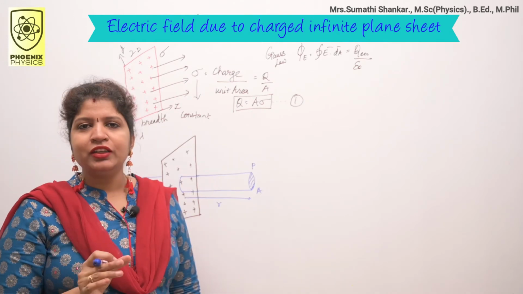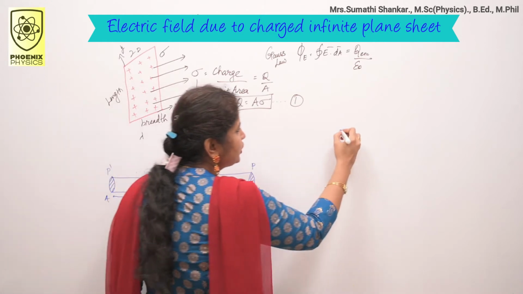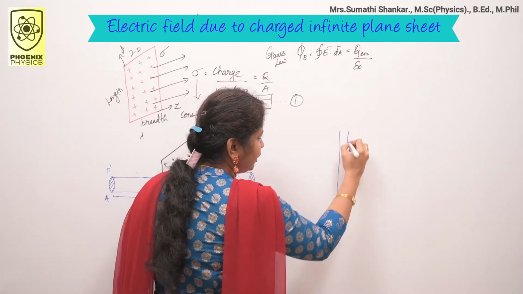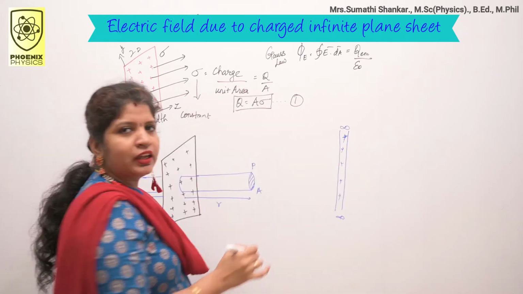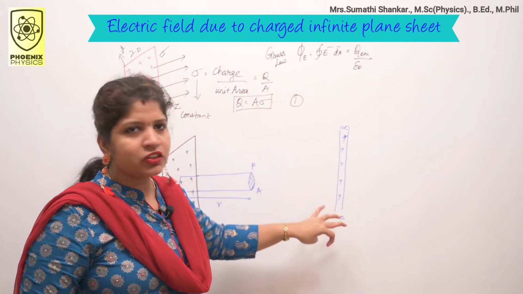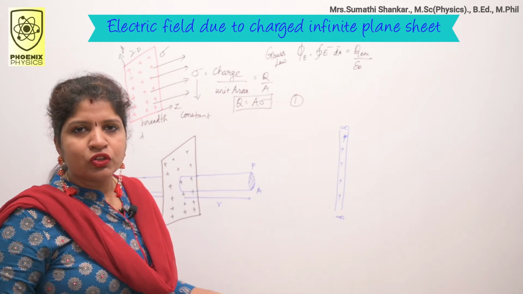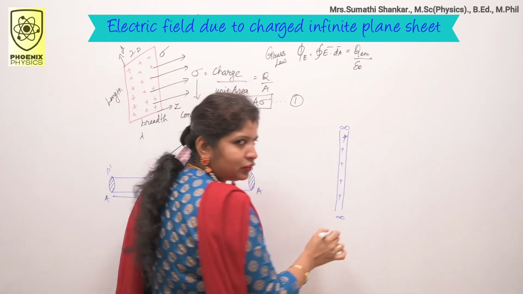For your better understanding, I will give one easy tip. See, if it is an infinitely charged wire, the diagram is like this. The length is infinite, both the ends, the length is infinite. So we cannot draw a Gaussian surface in the lengthwise direction.